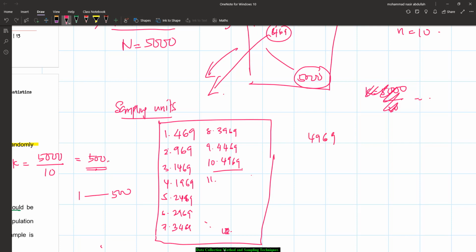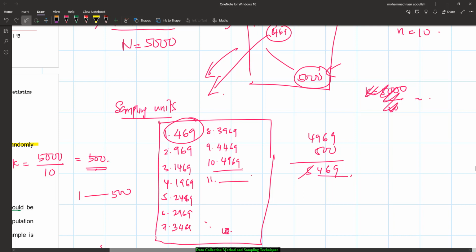4969 plus 500, so should be 5469, right? So it will be more than 5,000, right? And then if we remove 5,000, it will go back to the original. Right? Can? Understand? So that's why on the next step, we can use the random number again to select the next sampling unit. And then we start again using the interval. Can you understand? Okay? So this is the systematic sampling techniques.